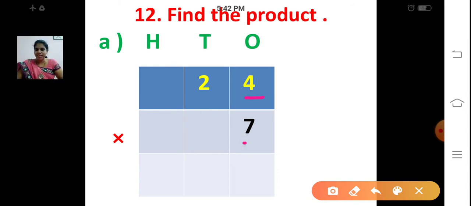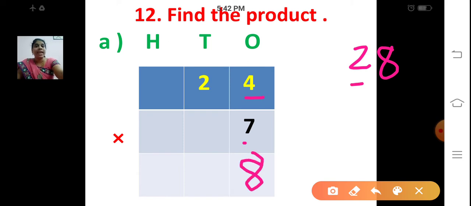4 7s are, I think you all know 4 tables, right? 4 7s are 28. So what is the first step? So first we are going to multiply 4 into 7. So the answer is 28, right? So 8, I am writing it below the ones place. This 2, I am carrying it over to the tens place.